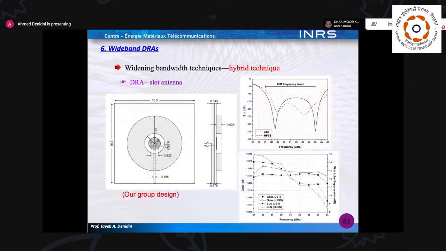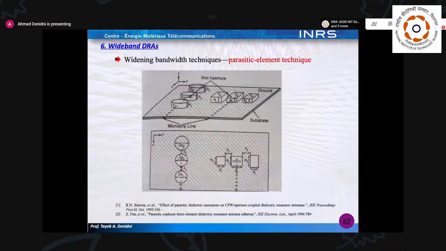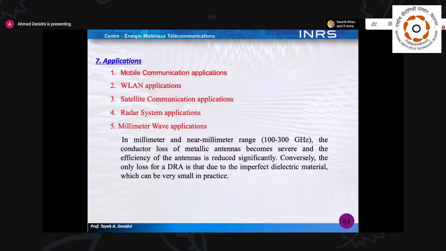Another hybrid technique design, this means we can also combine a dielectric resonator with a slot antenna, and also we come up with a large bandwidth. You can see it here. And this is another combination. And also widening with the hybrid technique, this means dielectric and microstrip. This is the patch resonator, and you have a dielectric resonator. This means we can combine dielectric resonator with other antennas, with microstrip or with wire antenna, and the results can give a huge bandwidth operation. Another widening bandwidth approach, we can use parasitic elements, and you can see this parasite can be dielectric resonators or can be patch.